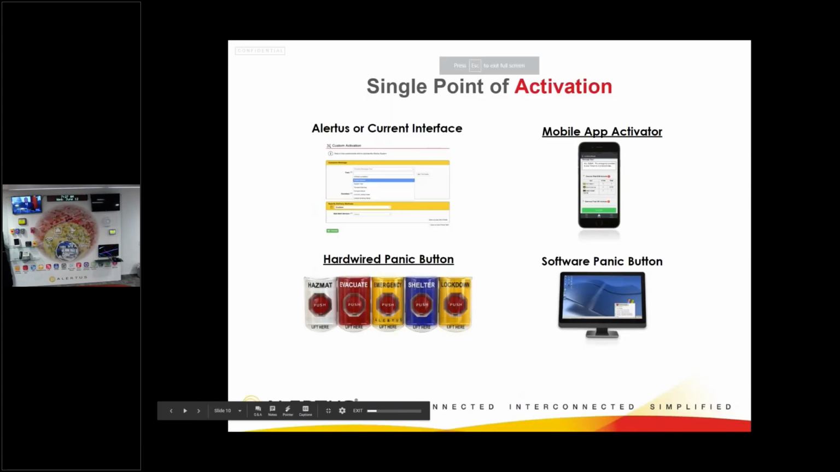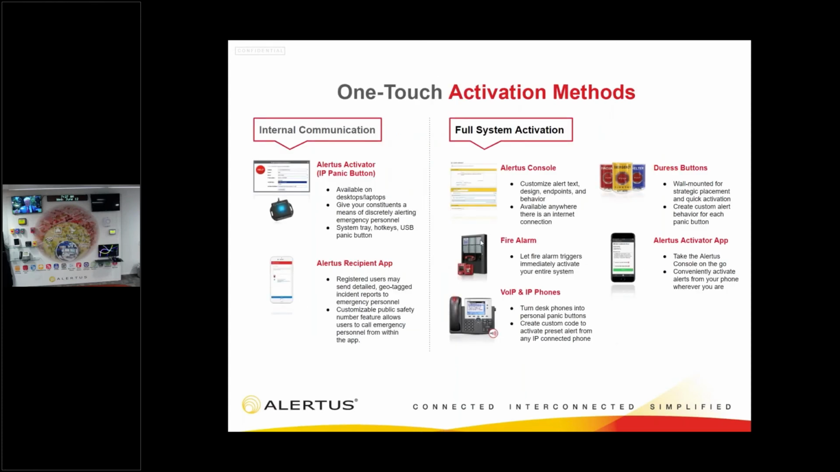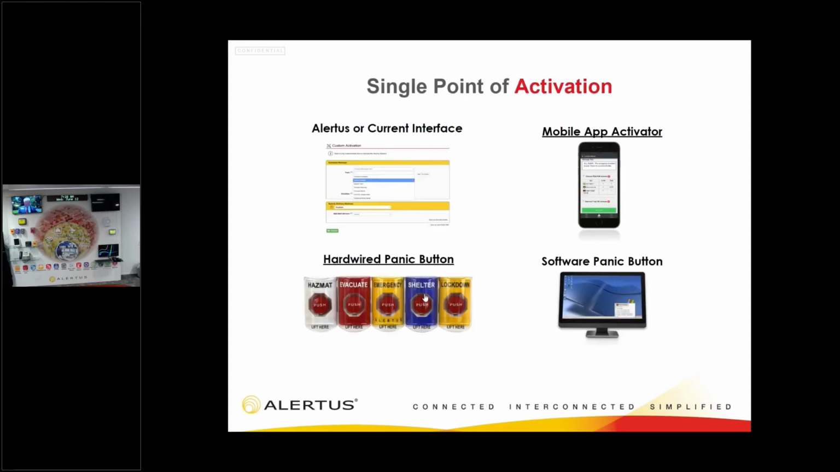So from the variety of activation methods, whether it's logging into your desktop console to trigger that message, or whether it's simply pushing a preset hardwired panic button, you can have the confidence to know that that message that we have put in place is going to be distributed both verbally and visually across all the endpoints that we are looking to leverage. So you have multiple activation devices that you can utilize to get that message across.